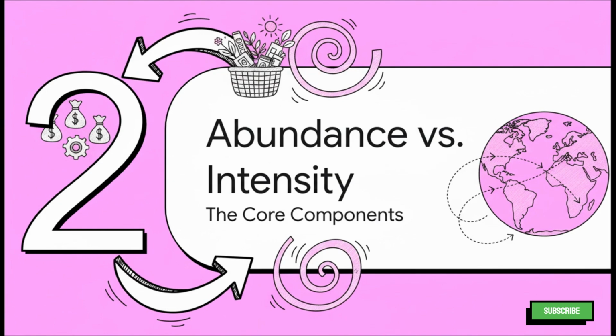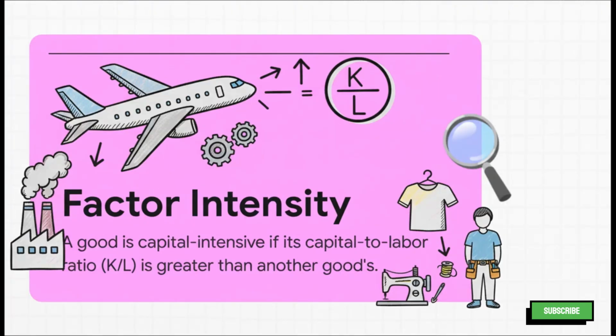Okay, now we get to the real heart of the theory. It's all built on two key concepts, factor intensity and factor abundance. If you can get these two ideas, you've unlocked the whole model. So, let's start with factor intensity.